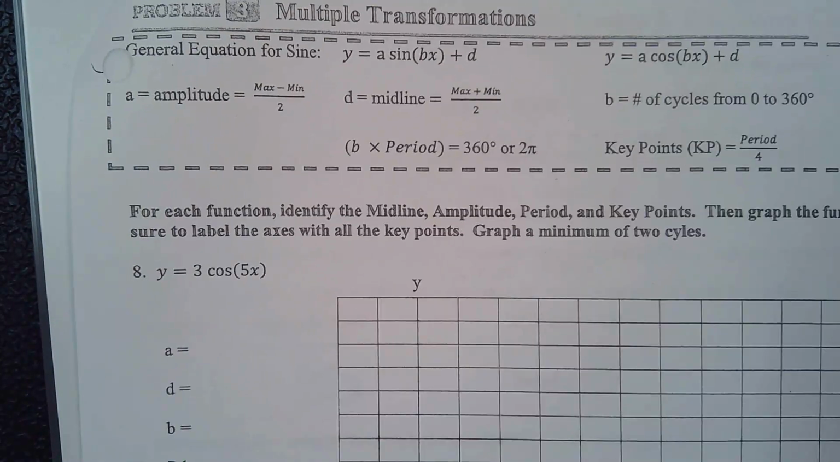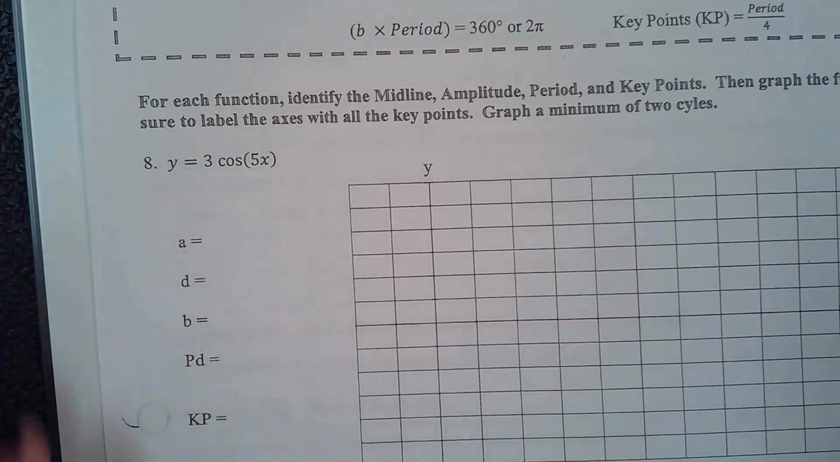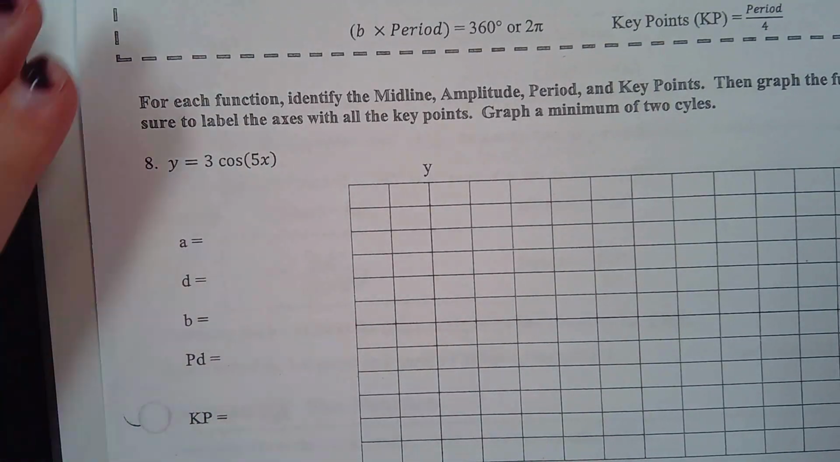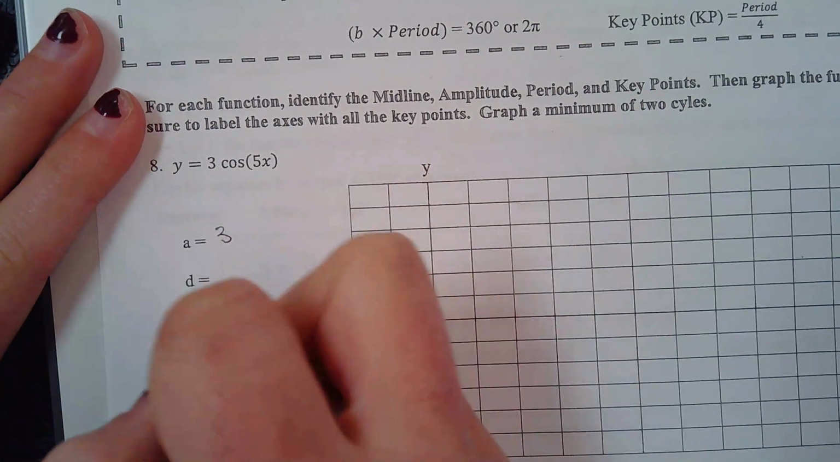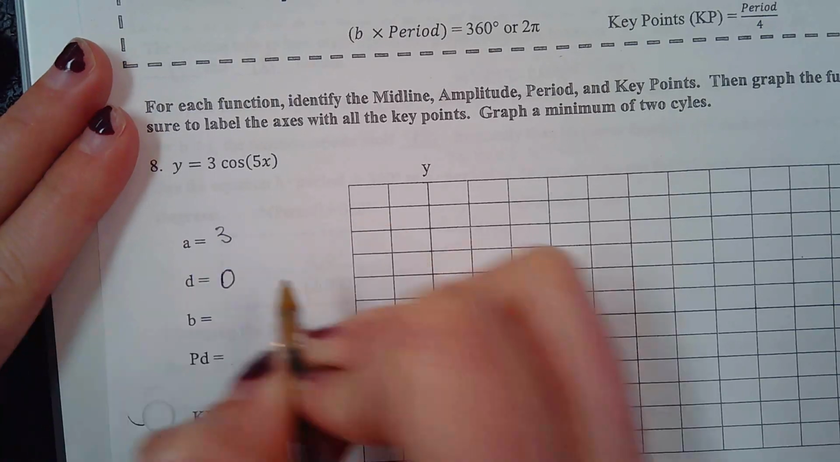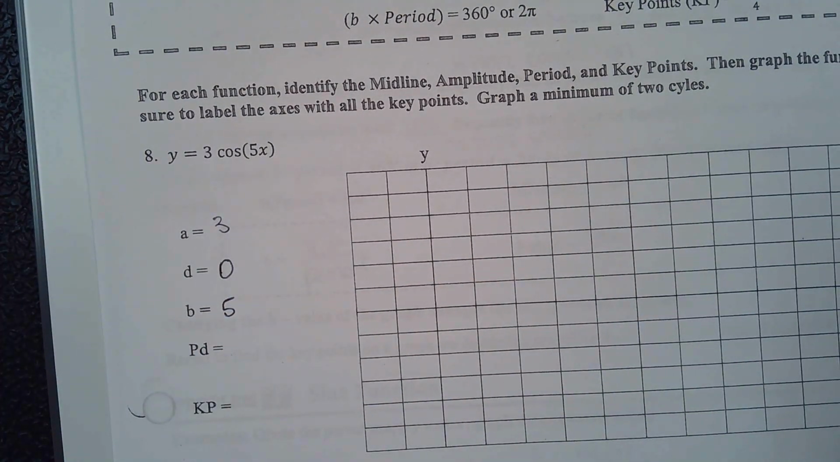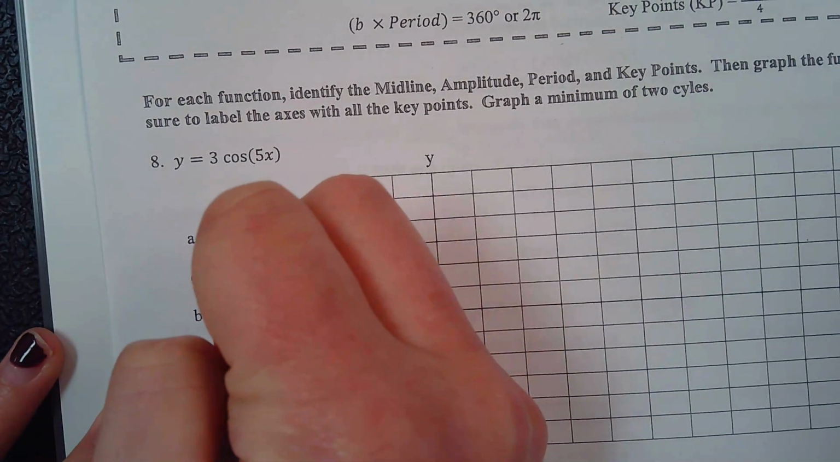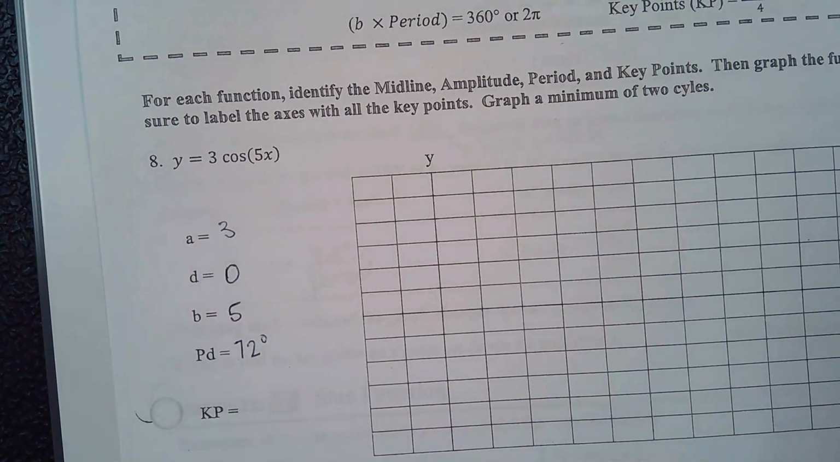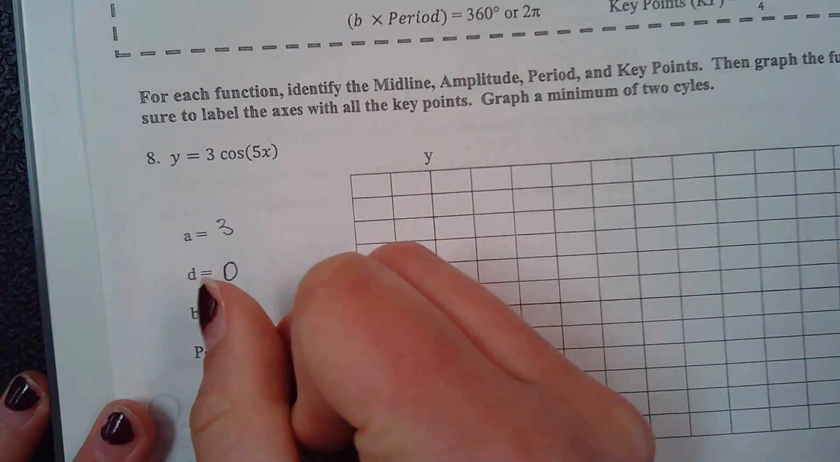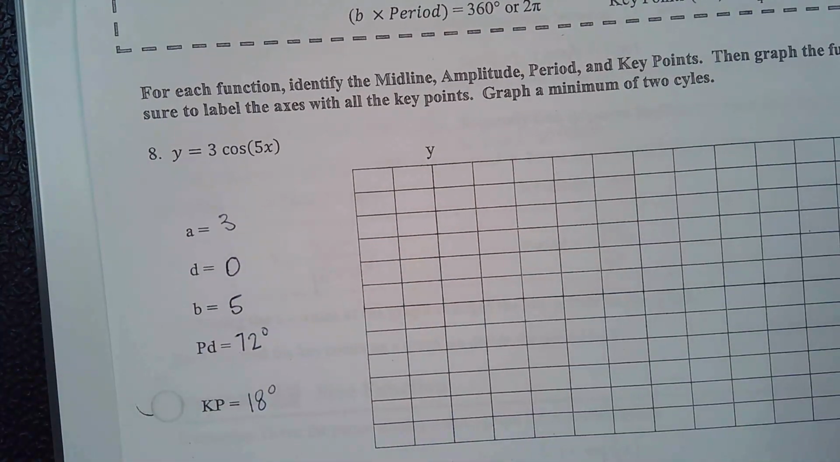So we're going to graph these. All right, so for number 8, what's the A value? 3. Your D value. Your B value. So what's our period going to be? 72. And key points are going to happen every, somebody already said it, 18. Are we all good with that?